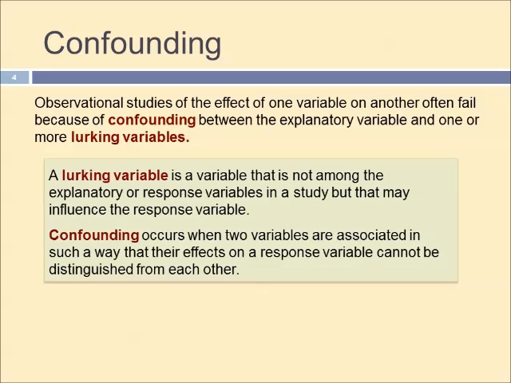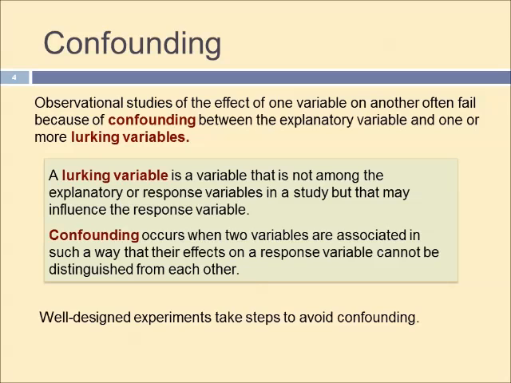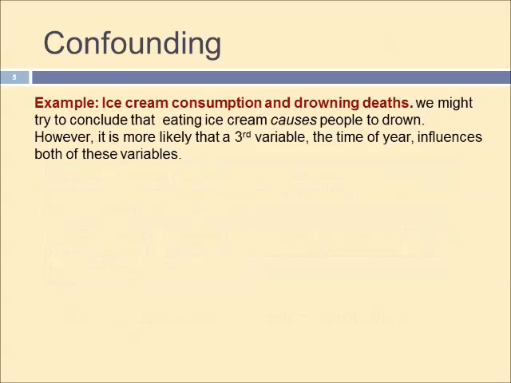A lurking variable is a variable that is not among the explanatory or response variables in a study, but that may influence the response variable. Confounding occurs when two variables are associated in such a way that their effects on a response variable cannot be distinguished from each other. Well-designed experiments take steps to avoid it. A few examples.